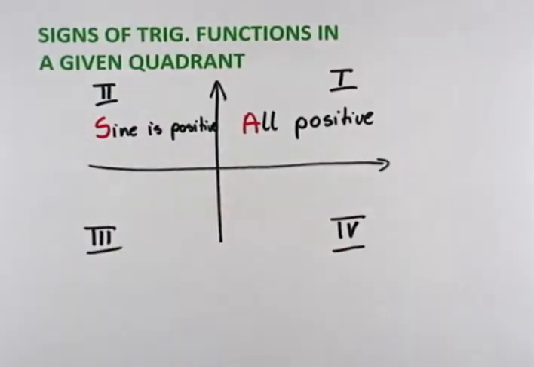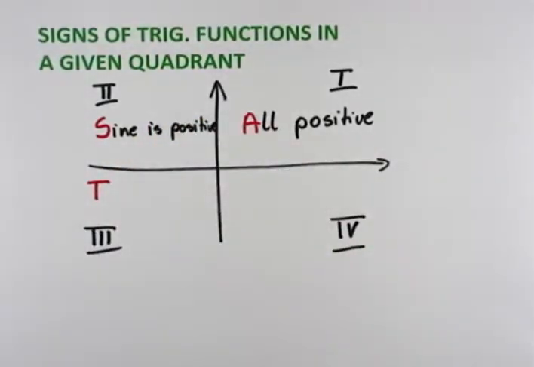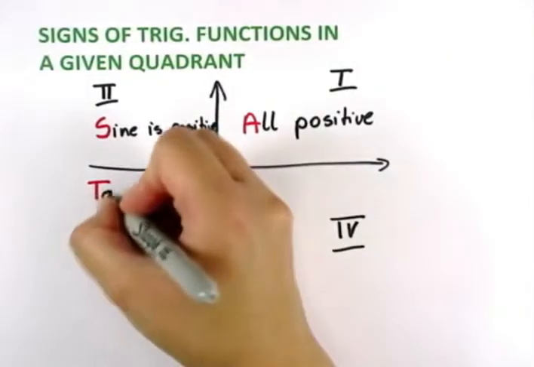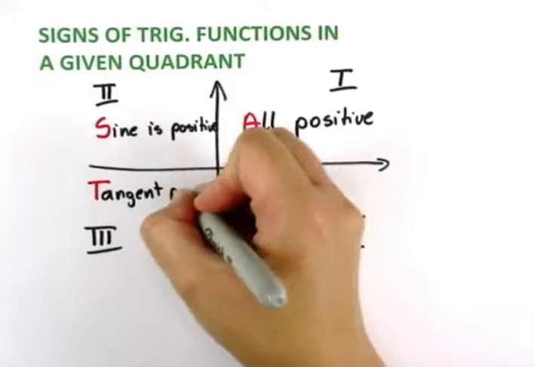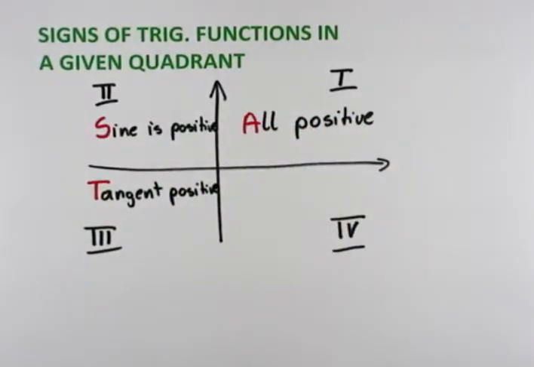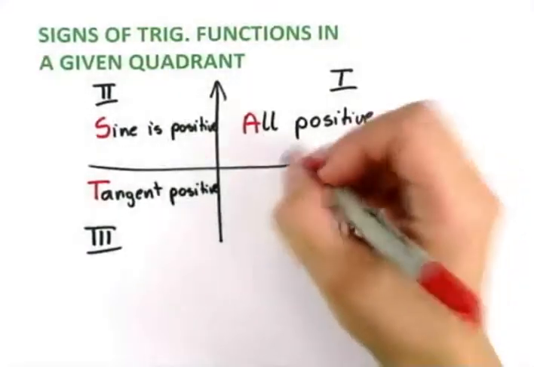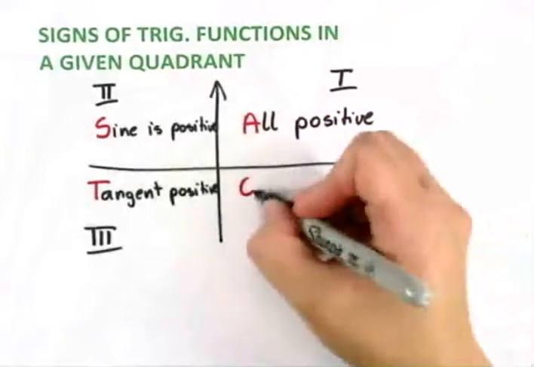And in the third quadrant, tangent is positive. Only tangent is positive, and its reciprocal. And in the fourth quadrant, only cosine is positive.